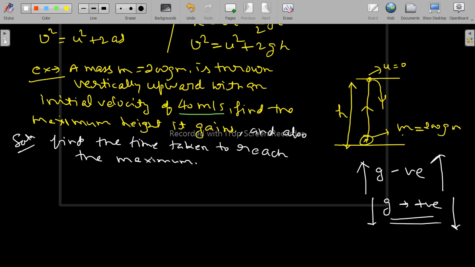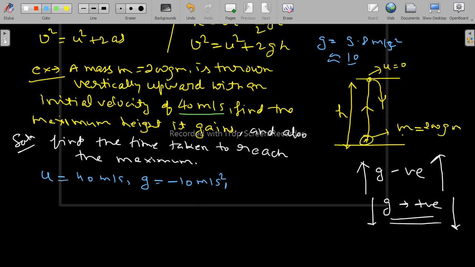Now to solve this, we know that it is thrown vertically upward with an initial velocity u, which is 40 meter per second. And the gravitational acceleration g is 9.8 meter per second square, but for convenience of calculation we can take it approximately equal to 10. So g is equal to 10 meter per second square. And since it is a vertical motion, g will be taken with the negative sign, so this is minus 10 meter per second square.